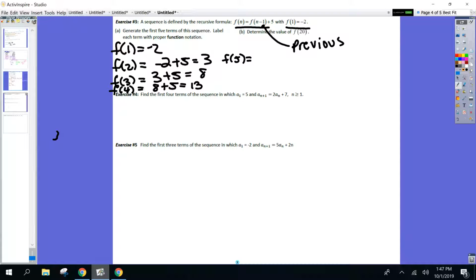Explain to me how to find the fifth term. Which was what? Come on, I'm giving you a softball here. Oh, you want me? Okay, yeah. Good job. So here are your first 5 terms. All good? All right, part B.